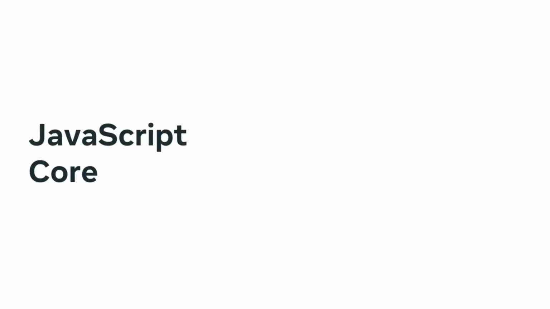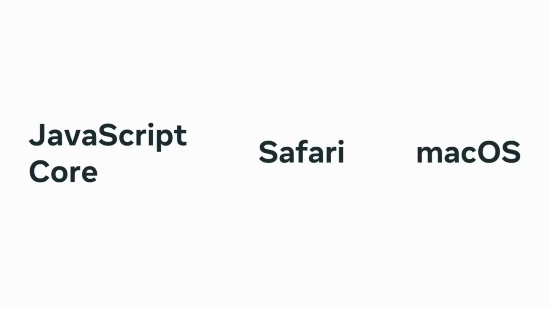Next is SpiderMonkey, which is the JavaScript engine of the Mozilla Firefox web browser. It's also developed in C++ and used to power Mozilla Firefox and other products. Finally, JavaScriptCore is an open source web browser engine that allows developers to build a browser using its code. This engine powers apps such as the Safari browser used on macOS.